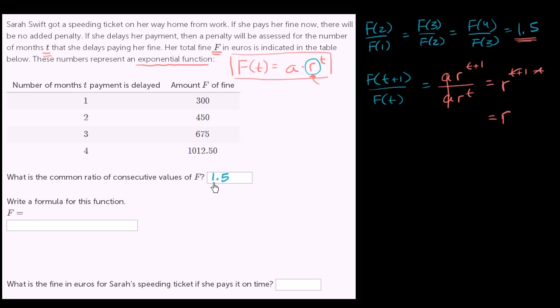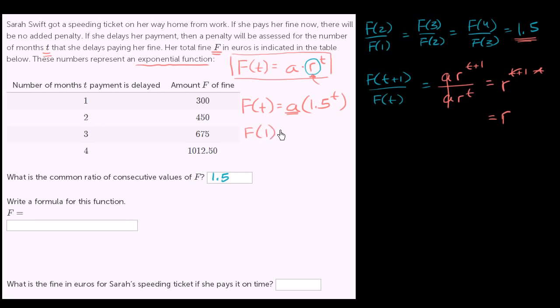So when we figured out that the common ratio is 1.5, that tells us that our function is going to be of the form f of t is equal to a times, instead of writing an r there, we now know that r is 1.5 to the t power. Write a formula for this function. Well, we've almost done that, but we haven't figured out what a is. To figure out what a is, we could just substitute. We know what f of 1 is. When t is equal to 1, f is equal to 300, and so we should be able to use that information to solve for a. We could have used any of these data points to solve for a, but let's do that.